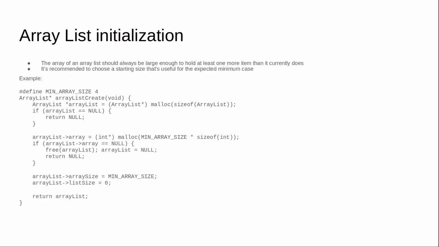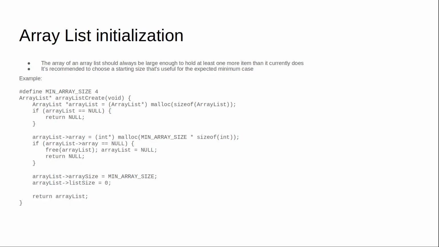All right, let's talk about array list initialization. The array list has to always be large enough to hold at least one more item than it currently does. The only exception to that would be if our memory allocation failed for some reason, and we'll talk about that more when we get to it. But for now, let's assume that the array list, once it's created in memory, always has enough space to hold one more item.